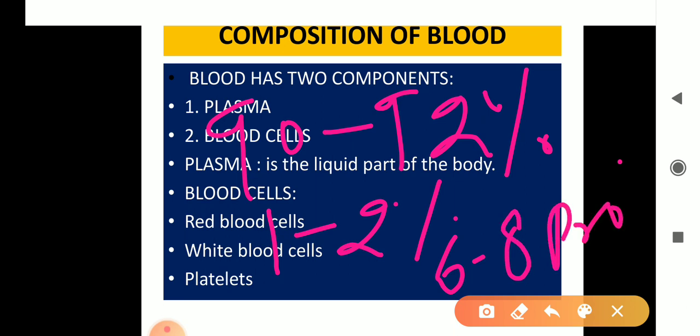These are found in plasma. The main salt of the blood plasma is sodium chloride, while the main blood proteins are albumin, globulin, fibrinogen, and prothrombin. Is it okay? Then what is the function of plasma? Plasma helps in the transportation of nutrients, waste, gases, both O2 and CO2, hormones, etc. Is it okay?